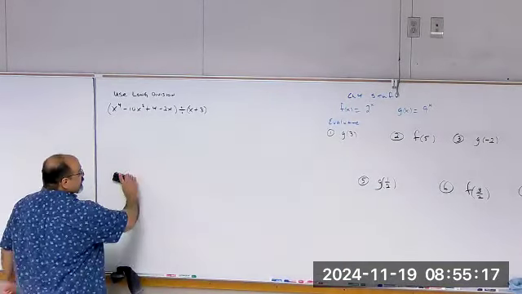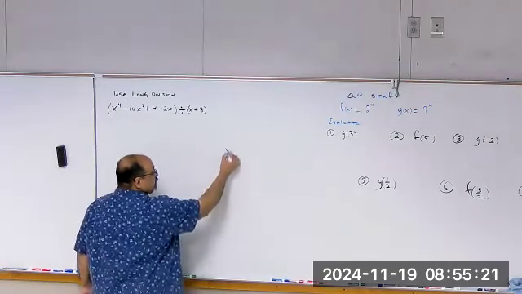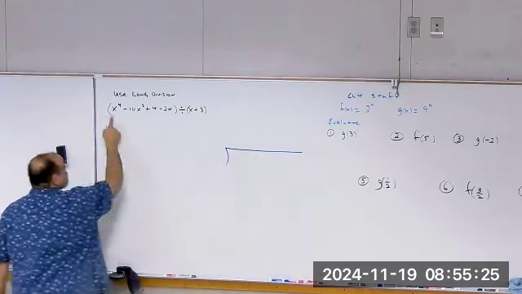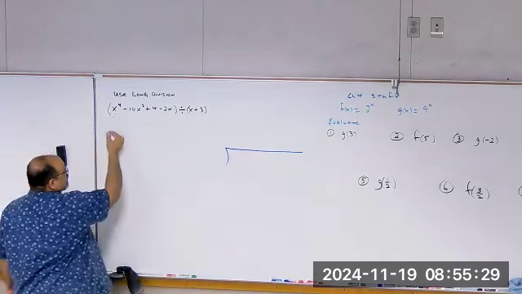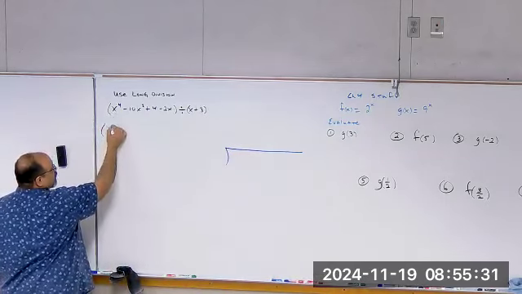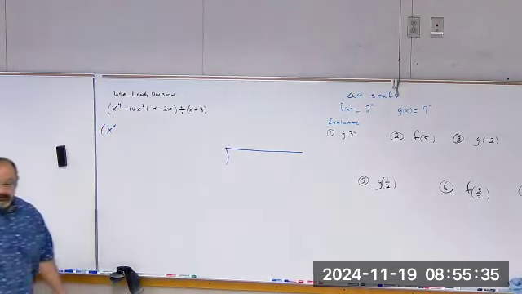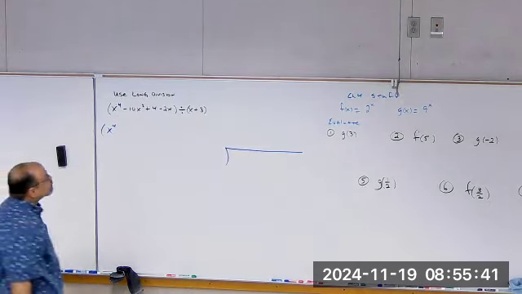Before you can do this division, I'm going to make sure everything's arranged and everybody's there. The biggest power is x to the fourth, so x to the fourth stays put. Then I'm looking for an x to the third. I don't have an x to the third.